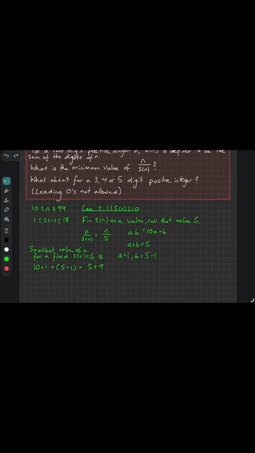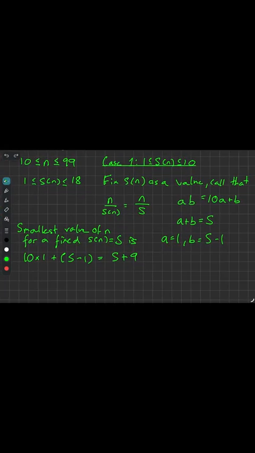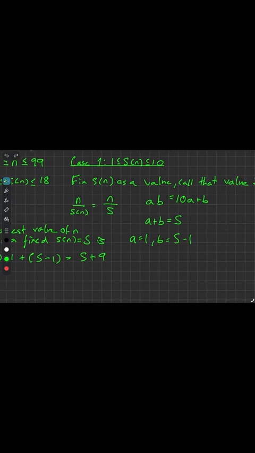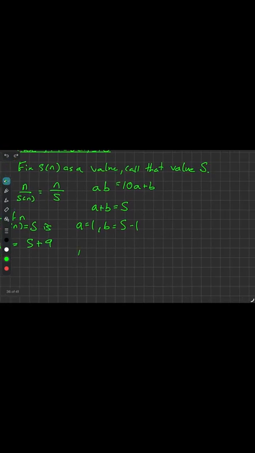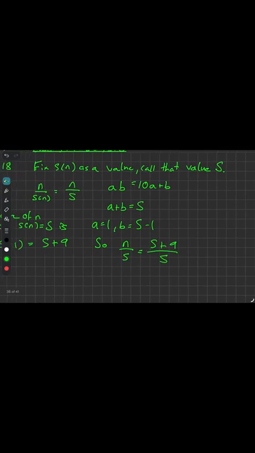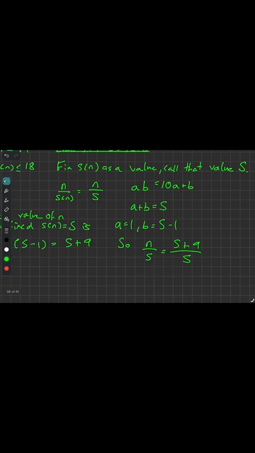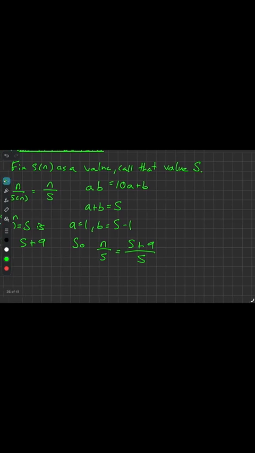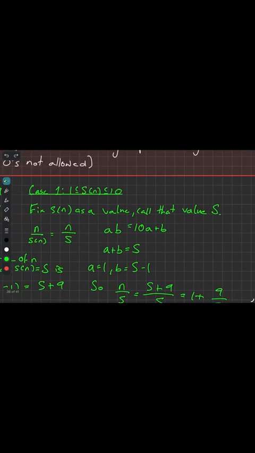Okay? Cool. So we know that the smallest value of n for a fixed digit sum is s plus 9, and so for the cases where s is between 1 and 10, we want to minimize n divided by s. So n divided by s is equal to s plus 9 divided by s, because we figured out the smallest value of n is s plus 9, right, for a fixed value of s. So the smallest value of n divided by s will be s plus 9 divided by s, which is 1 plus 9 divided by s. And so this is the smallest value of n divided by s for a fixed value of s, and now we want to consider the options for s, which are between 1 and 10, right? Because this case is considering all values of s between 1 and 10.